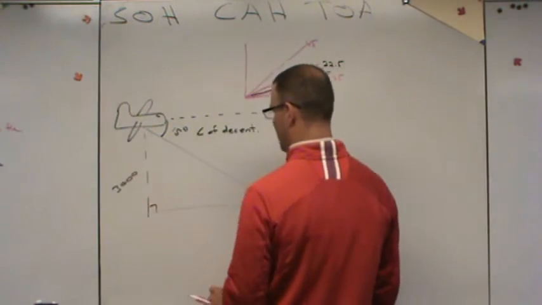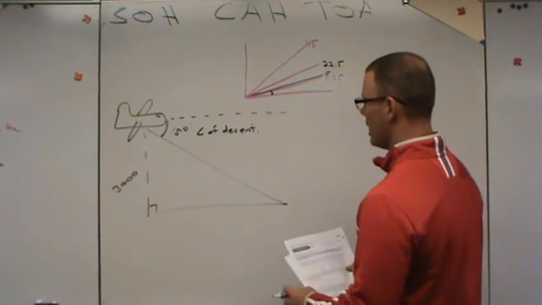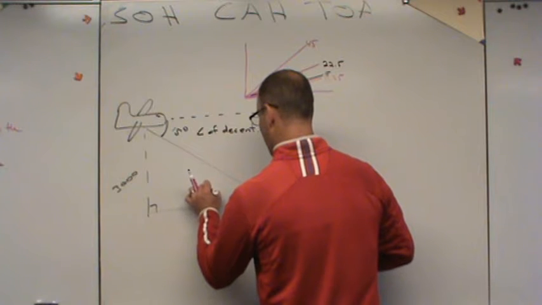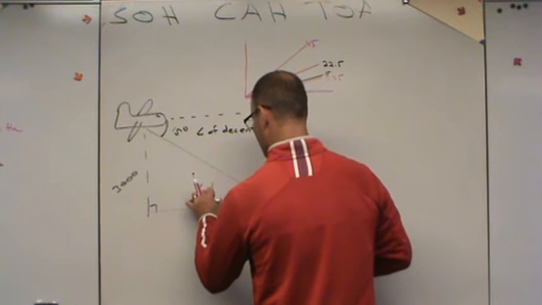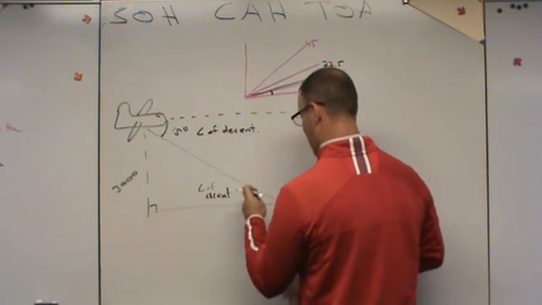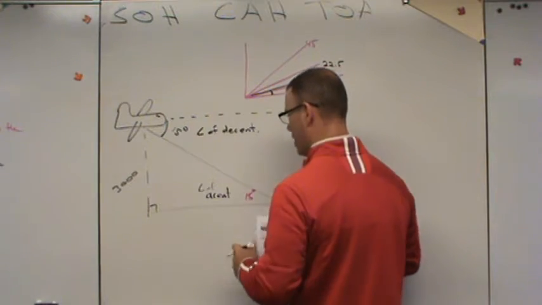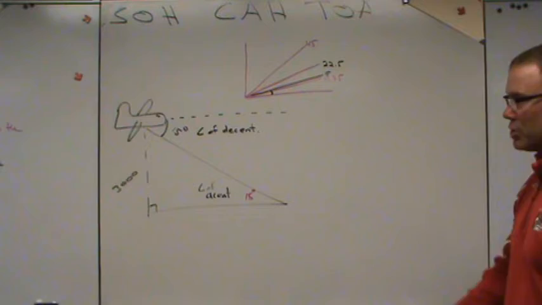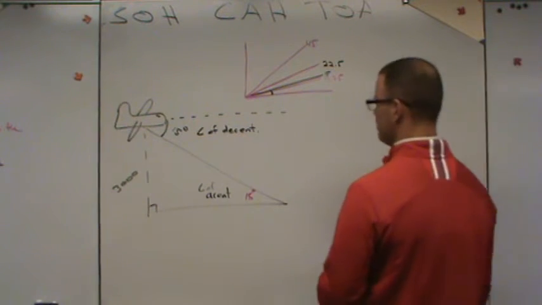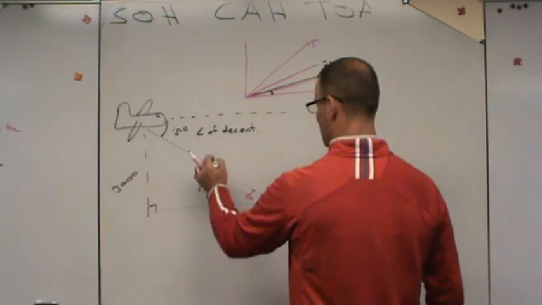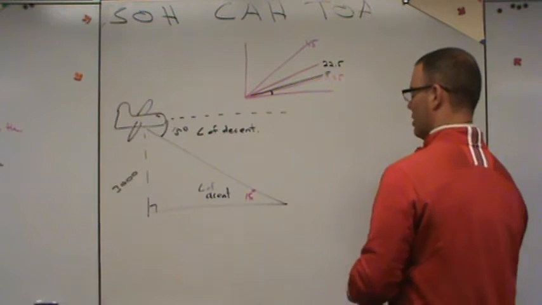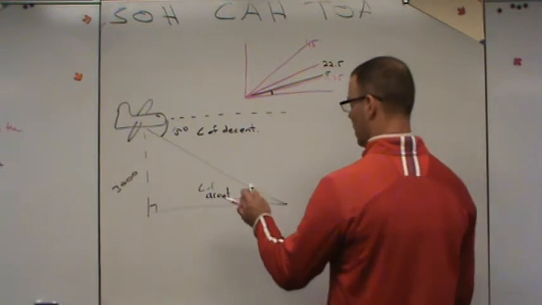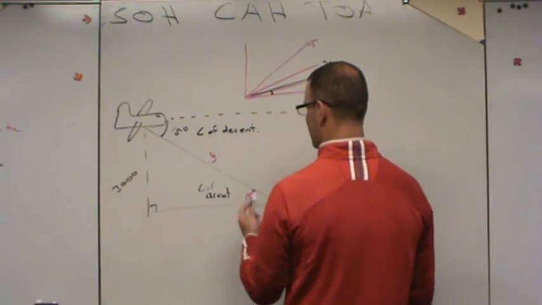But what does it want to know? Well, what I do know is the angle of descent and the angle of ascent are the same. We had this whole scenario about before we went on break, that angles of elevation and angles of depression are the same because these are alternate interior angles. And then what it wants to know is how far is the plane from the airport. Well, a lot of students would think that distance is y.